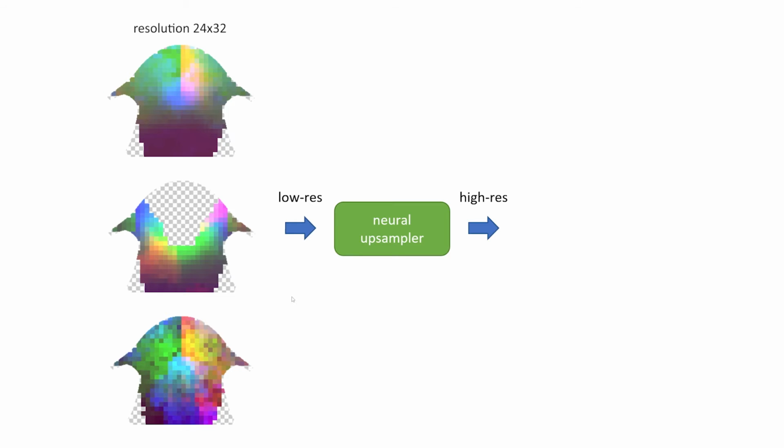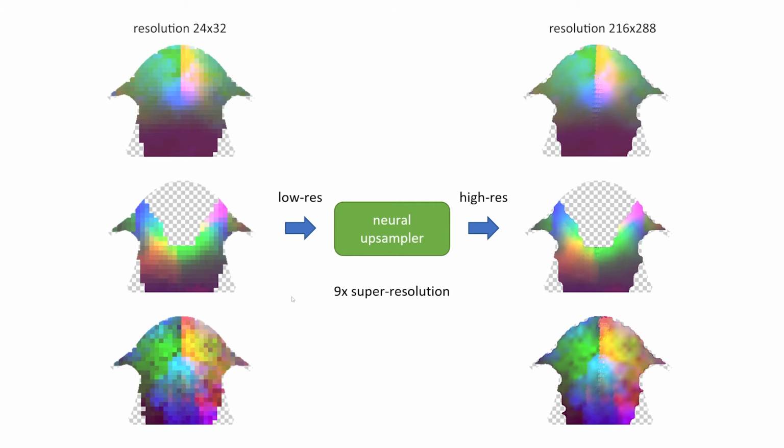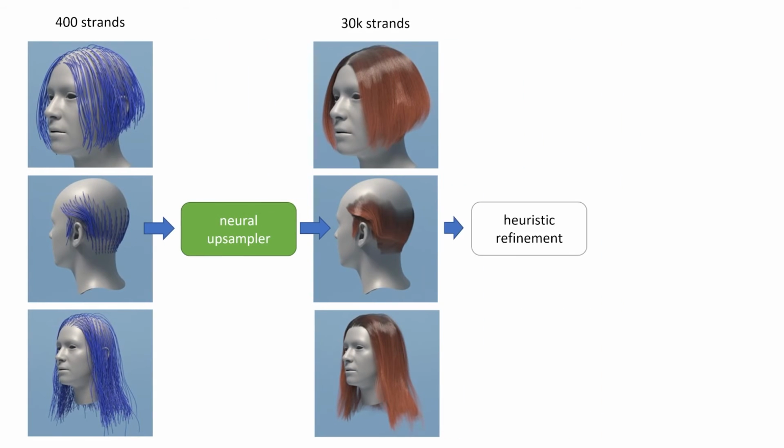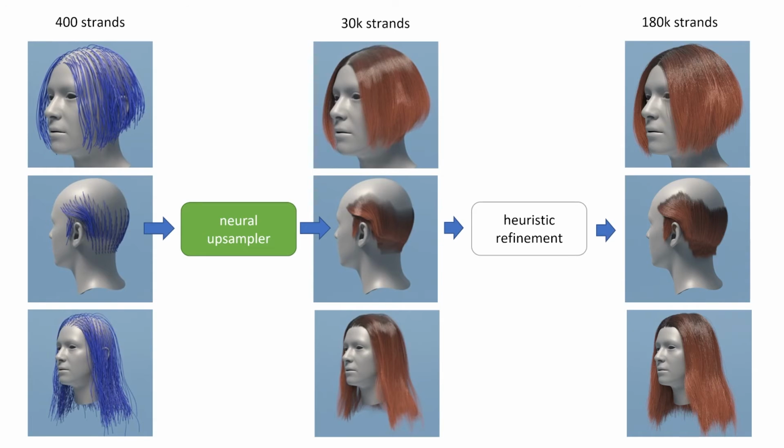Then, we adopt a novel neural upsampler to upsample the low-resolution strand map into a high-resolution one. This step increases the resolution by 9 times, and the number of strands is increased from 400 to 30,000. The upsampling is followed by the heuristic refinement. It adds fine details to the hair model based on user control, and increases the number of hairs to 180,000.